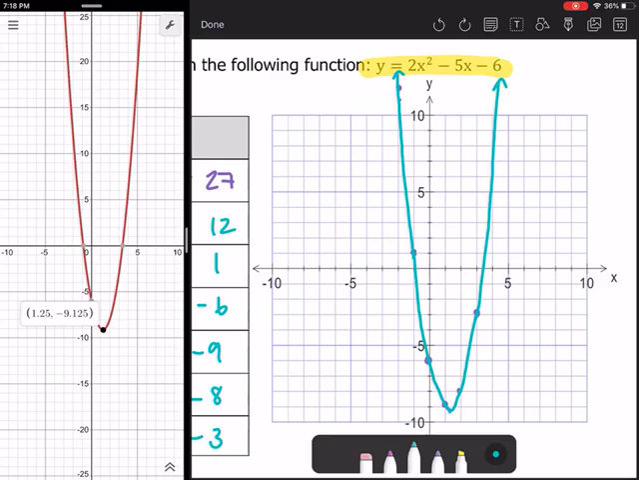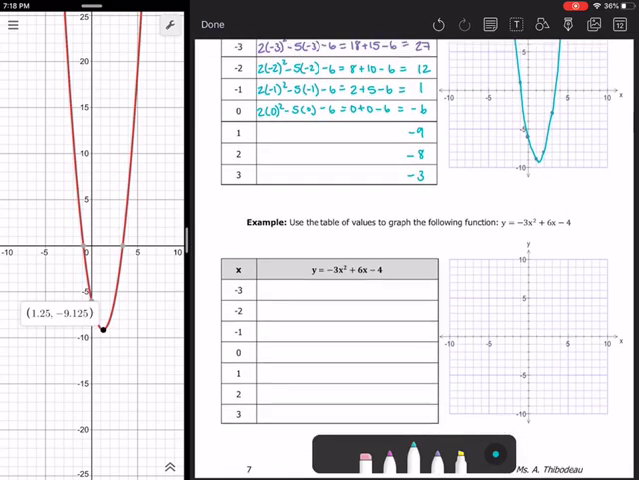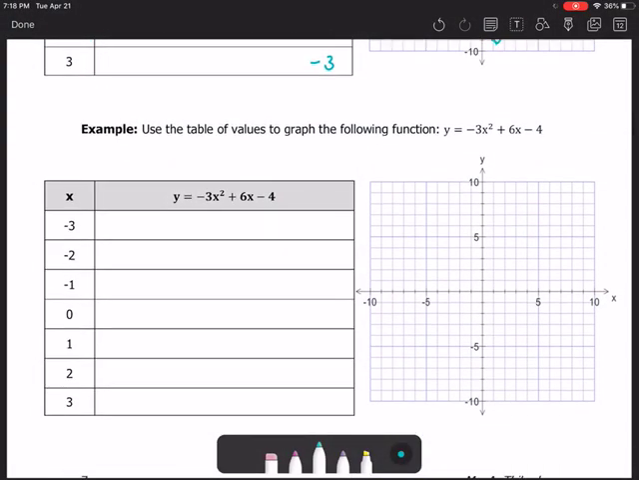Last example! Alright, for this last example, same sort of idea. We've got some x values predetermined for us. We are going to plug them in. We are going to solve for our y values that match or correspond with those x values. We're going to graph it, and it's going to be beautiful.